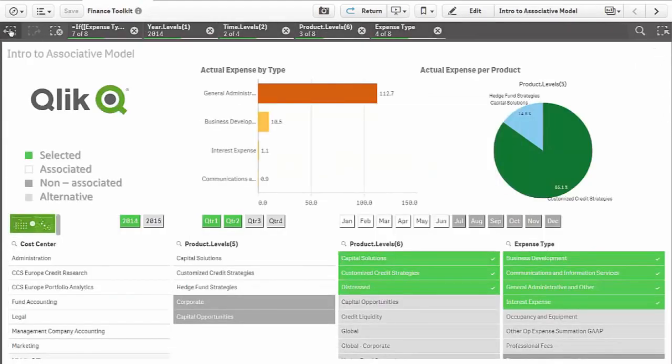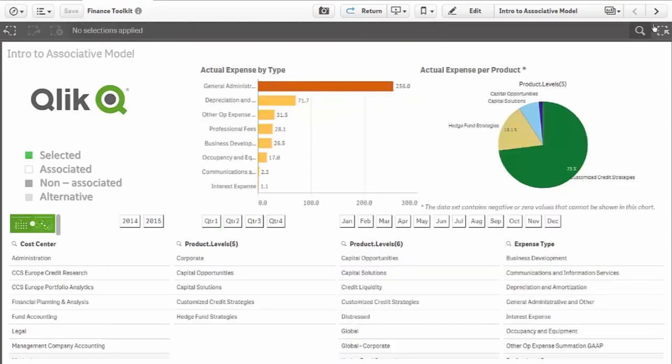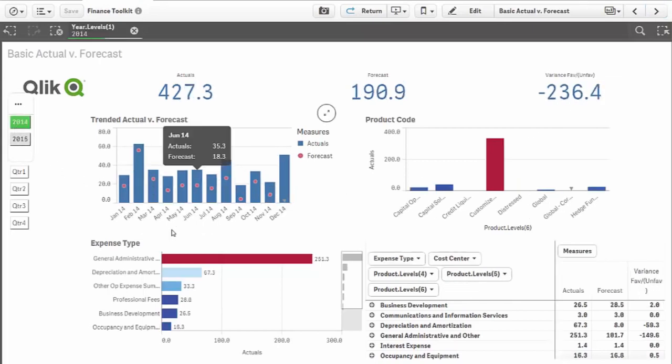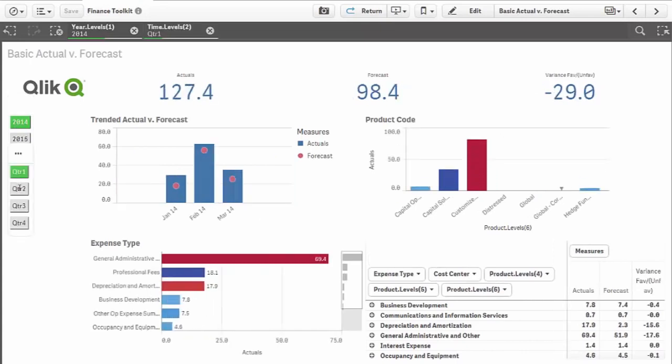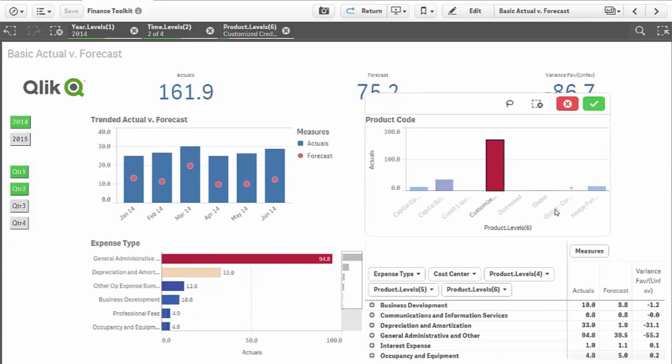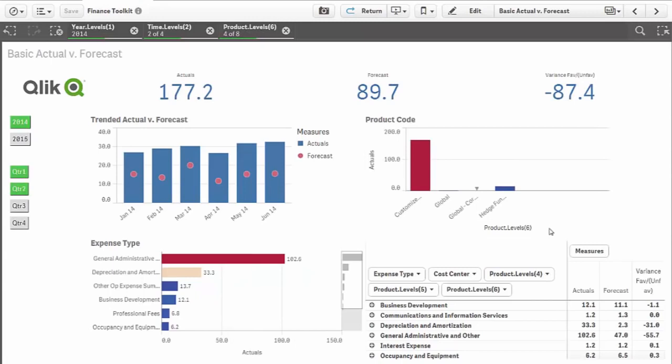I'm going to clear all this, and I'm going to go to the next page, which is a page that if I were looking at my expenses, this is the type of dashboard I would set up. This is a straight, very basic actuals versus forecasts and a favorable or unfavorable view. And again, I have the capability of selecting a particular year or a group of quarters, and I can dive into a specific product or combine that with multiple products.